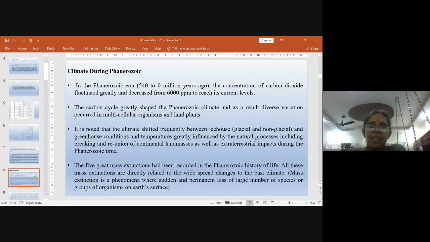The climate shifted frequently between the glacial and the non-glacial greenhouse conditions, and the temperature was greatly influenced by natural processes, including breaking and the reunion of continental land masses, as well as extraterrestrial impacts during the Phanerozoic time. The five great mass extinctions have been recorded in the Phanerozoic history of life, and they are related to widespread changes in the past climate.